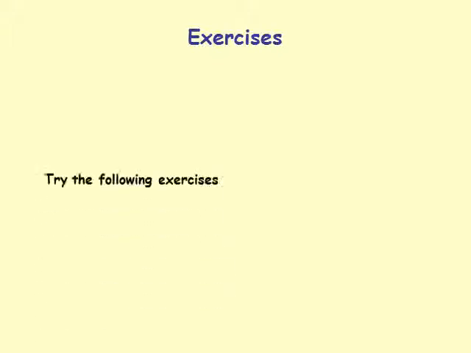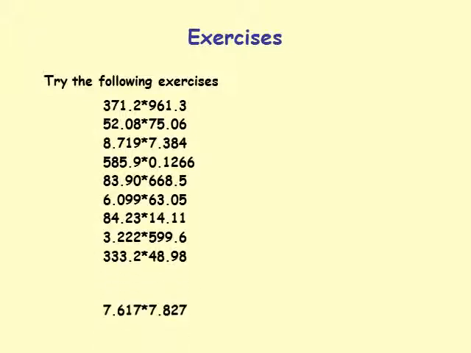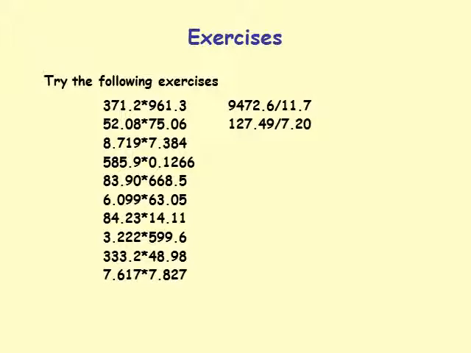Let's do some exercises. Let's multiply 371.2 times 961.3, 52.08 times 75.06, and some more. Now divide 9472.6 by 11.7, 127.49 divided by 7.20, and some more.